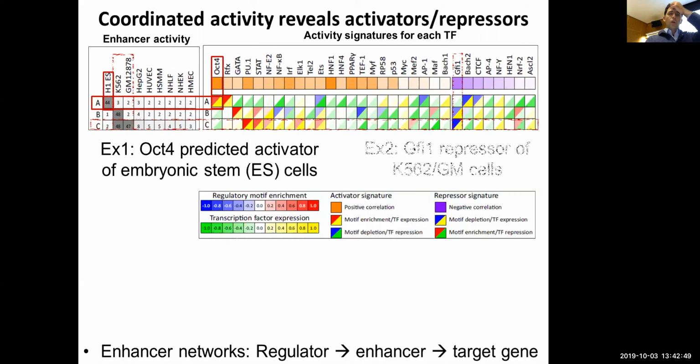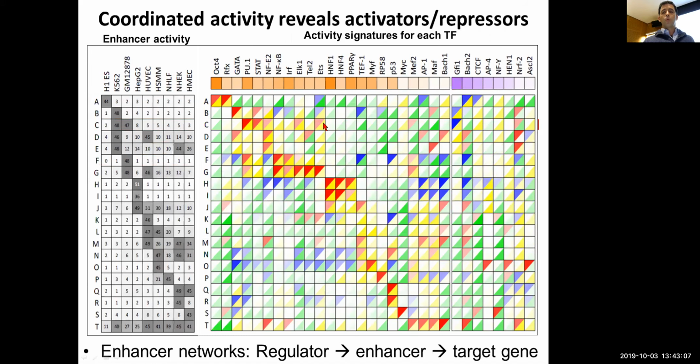Okay? So we can do that to predict, for example, that OCT4 is a positive regulator of embryonic stem cells, which we know independently it is, and that GFI1 is a repressor of these immune cells, which we independently know that it is. And we can do that across many different clusters. So we can look at all of the clusters of coordinated activity and then predict who are the activators and who are the repressors of those clusters. Raise your hands if you're with me. Awesome, great. Who thinks this is kind of cool?